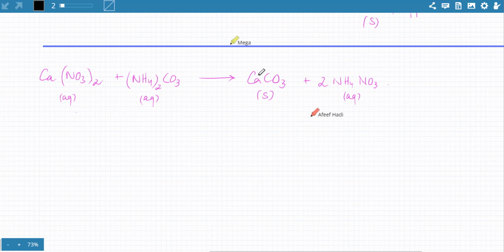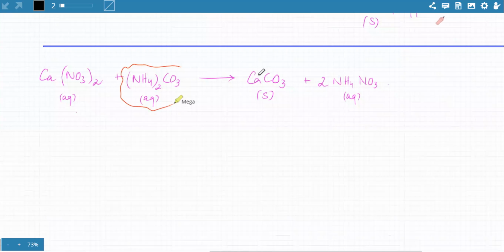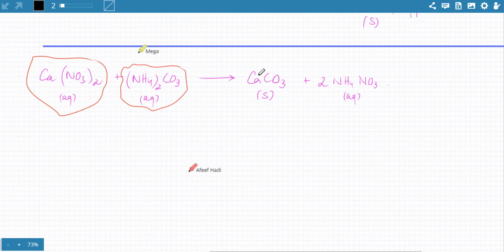And the description is always going to be exactly the same: you mix these two compounds. It could have been many different compounds. It could have been calcium chloride, that's also aqueous. This could be sodium carbonate or potassium carbonate or any carbonate that's soluble. But it has to be soluble.